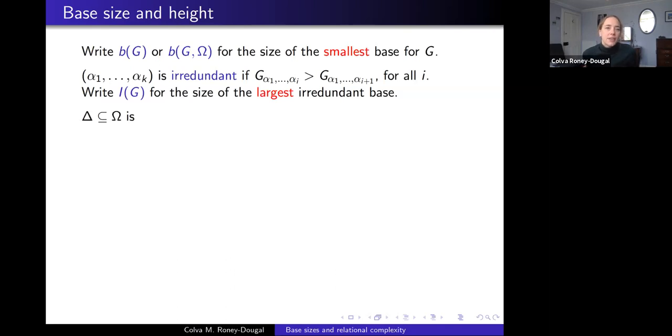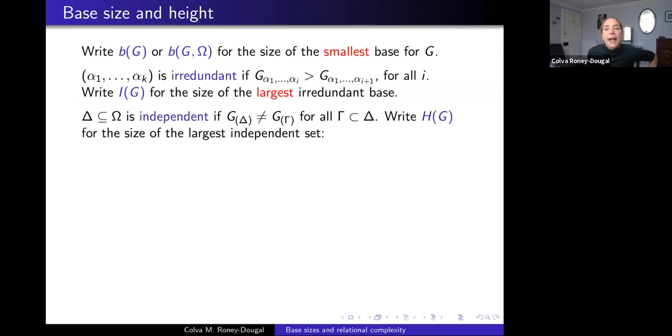Then we'll say that this is a less common definition, but it's going to turn out to be useful later. A subset Delta of Omega is called independent if, whenever I stabilize pointwise any subset of Delta, so Gamma contained in Delta, a proper subset, I get a different subgroup. So I get something bigger. So if I fail to stabilize all the points in Delta, then my group grows. And we'll write H(G) for the size of the largest independent set. That's called height.